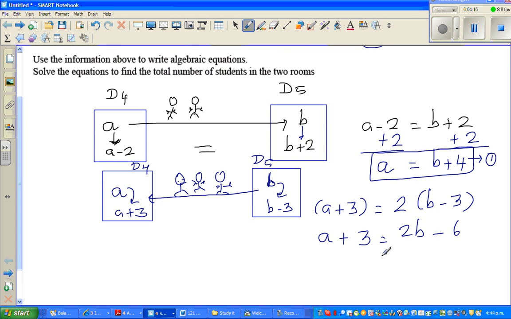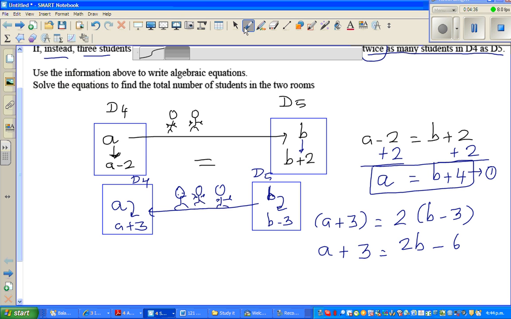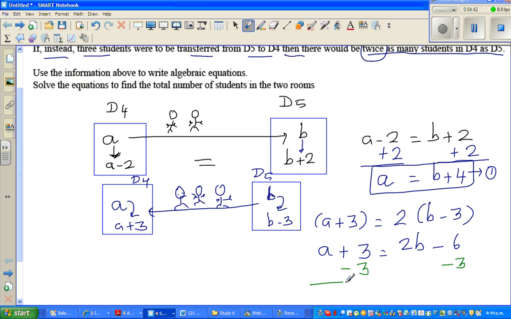So what will happen? I want to write this in terms of A. If you take away 3 from this side, you have to take away 3 from the other side. So A is equal to 2B minus 9. This is my second equation.